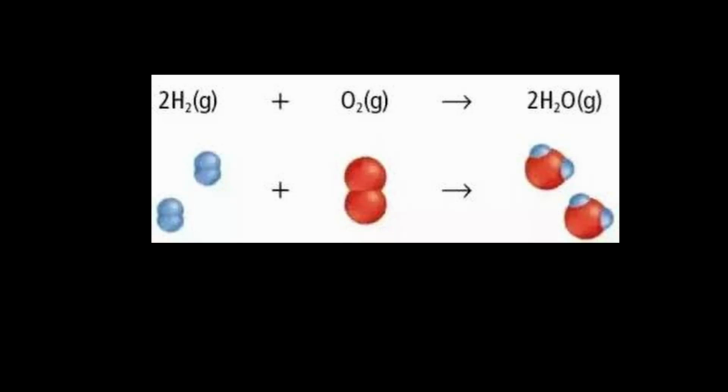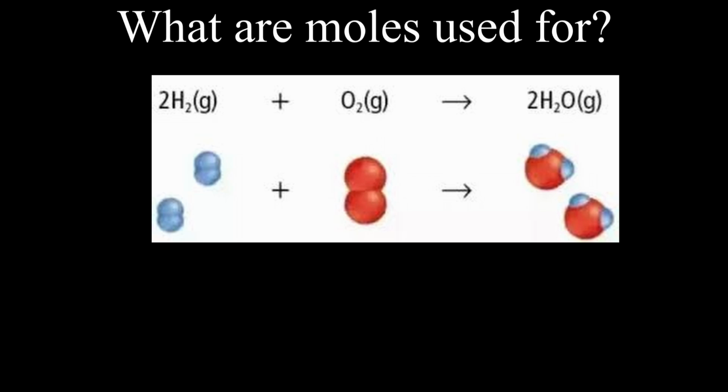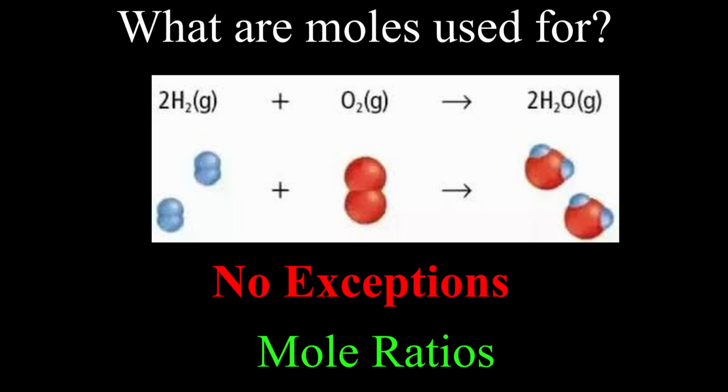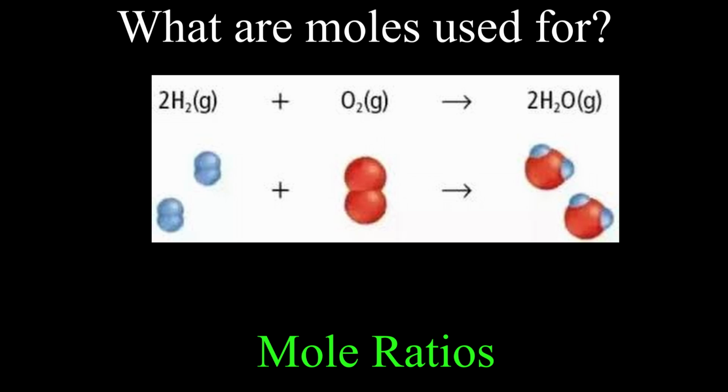Now that we've learned conversion factors, what exactly can moles be used for? Let's look at a basic chemical equation for the formation of water. 2H2 plus O2 makes 2H2O. These coefficients, don't forget about the implied 1 in front of the oxygen, are also known as mole ratios. For example, for every 2 moles of hydrogen that react, 1 mole of oxygen will react. We know this because of the coefficients. There's a 2 in front of hydrogen and an implied 1 in front of oxygen. This always applies, no exceptions, which is why it's super important that you balance reactions.